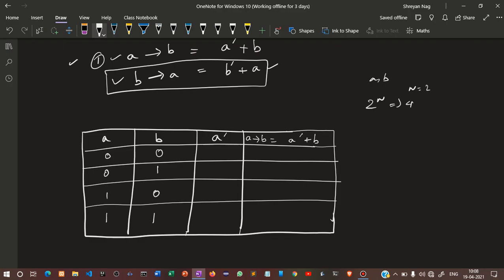Then we will do the negation of A. So for this 0 will become 1, 0 will become 1, 1 will become 0, and 1 will become 0. Then we will add these two things. Just remember, in binary truth table, 0 plus 1 is 1, 1 plus 1 is again 1, and 0 plus 0 is 0. So 0 plus 1 is 1, 1 plus 1 is 1, 0 plus 0 is 0, and 1 plus 0 is 0. So this is your truth table output.